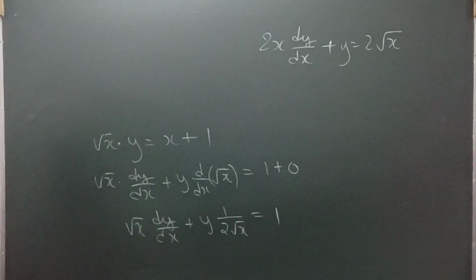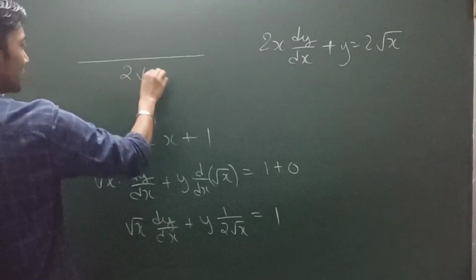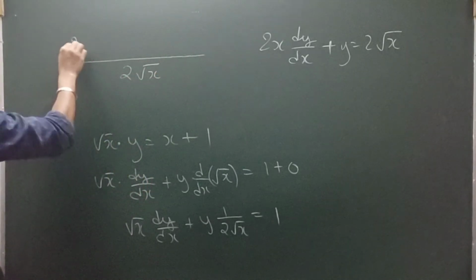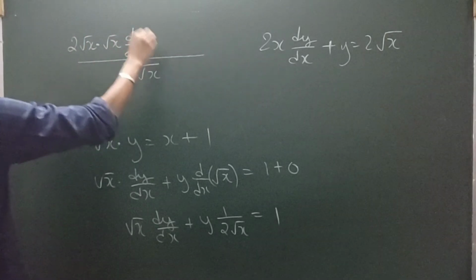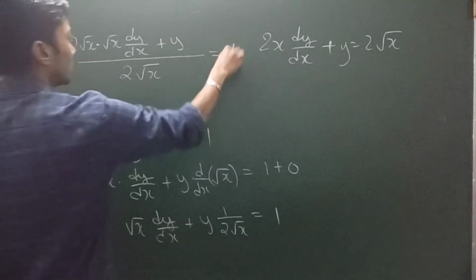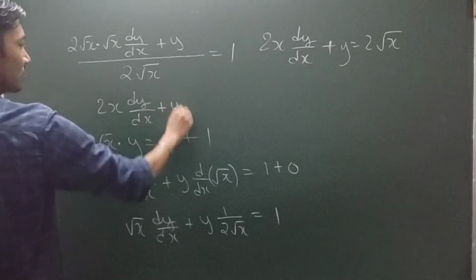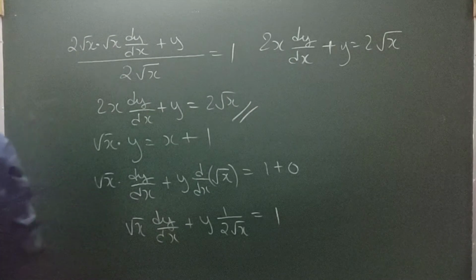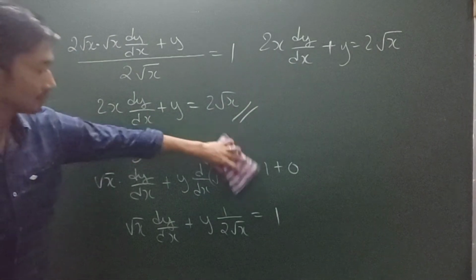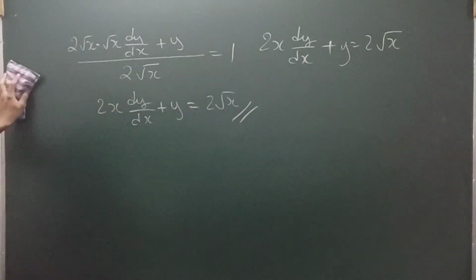Alright, so let me just take the LCM. So the LCM becomes 2 root of x. So here 2 root x into root x dy by dx plus y equal to 1. So this is 2x dy by dx plus y is equal to, cross multiplying, 2 root of x. Alright, fine, done. Chalo.